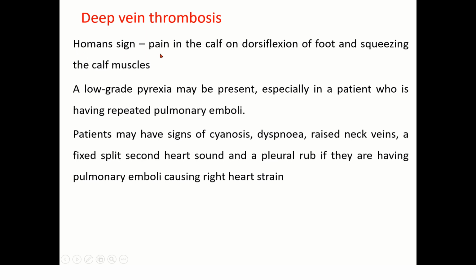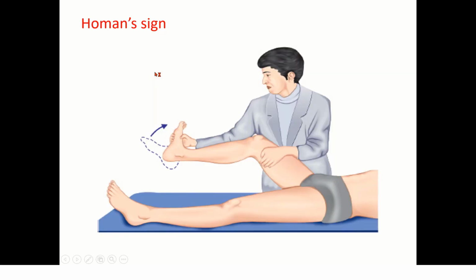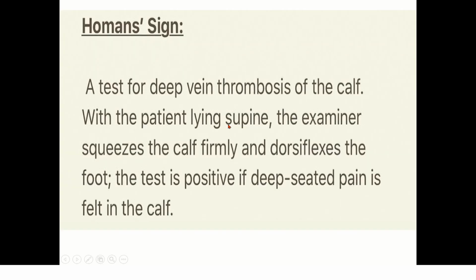Homan's sign: pain in the calf when there is dorsiflexion of the foot and at the same time squeezing of the calf muscles. You can observe here. The calf muscles are squeezed and there is dorsiflexion of the foot, which results in pain in the calf. That is a positive Homan's sign, which is indicative of deep vein thrombosis.